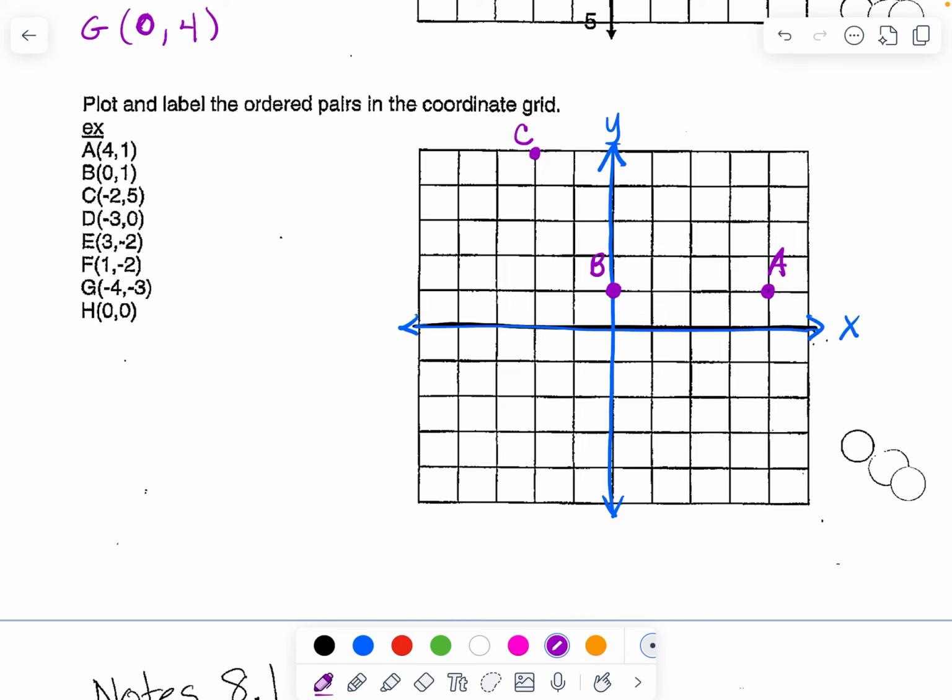Point D, it's asking you to go 3 to the left. So count 3 to the left, but don't go up or down at all. So you'd land right on the x-axis. That would be point D.